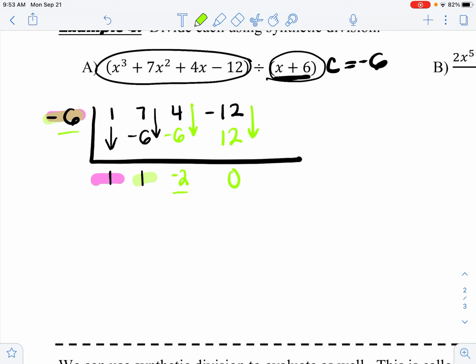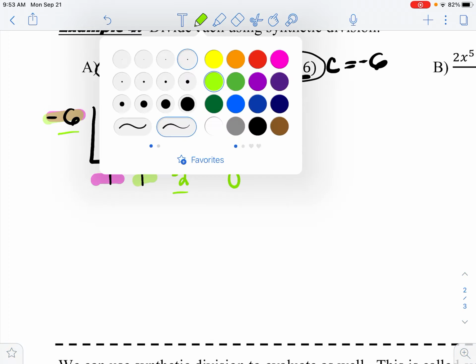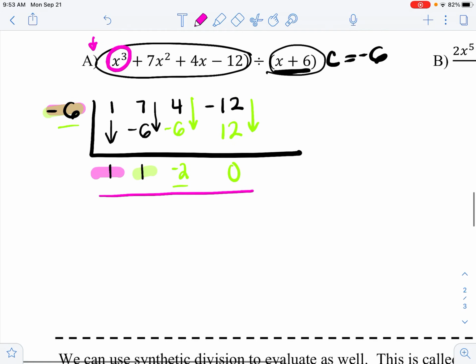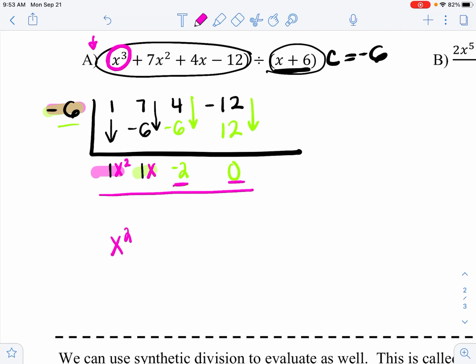Okay, so I know my answer now. So here's what you're going to do next. Your answer's not 0, okay? This is a polynomial right here. And if this started off as x cubed, I'm going to go down 1 degree to x squared. And I know this is my x squared, this is my x, this is my constant, and this is my remainder. So now I'm going to write it as a polynomial. My answer is x squared plus x minus 2.